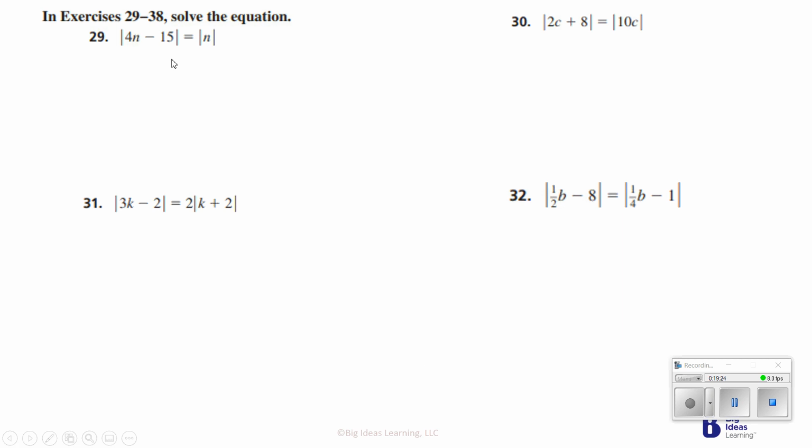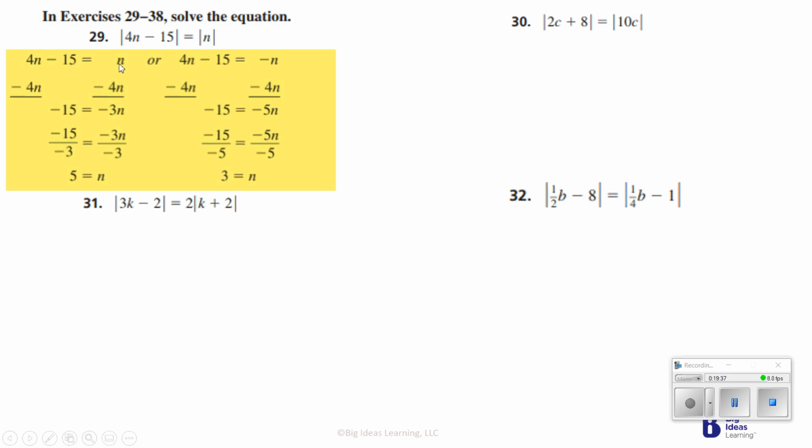I'm going to number 29, solve the equation. This time we have n over here. So that means that this can either equal a positive n or negative n, all right? So if it's a positive n, we know we're going to combine the variables, right? And we're going to take the -4n and move it to the other side. That's going to give us n minus 4n, and that's a -3n. And we divide the -3 away, that's going to leave us -15 divided by -3, which is positive 5, because a negative divided by negative is a positive.